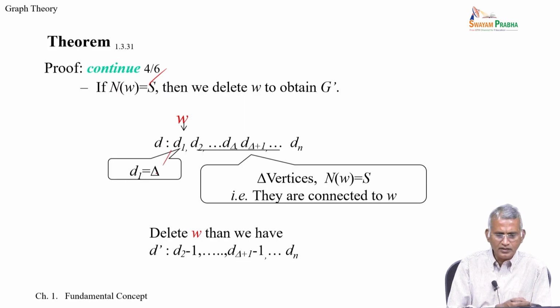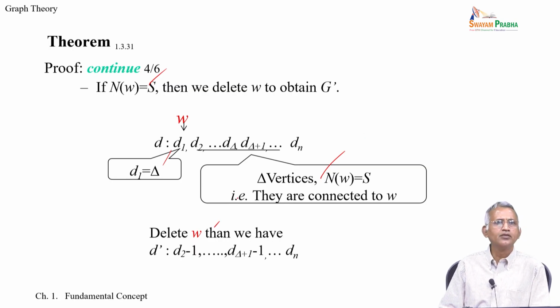So, you call this delta, and then the neighborhood of W is S. Therefore, they are connected to W, and deleting W, we have next d2 minus 1 to d delta plus 1 minus 1 and so on to dn.